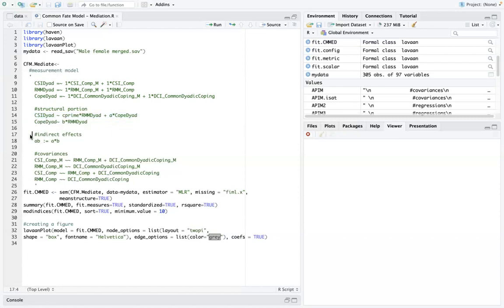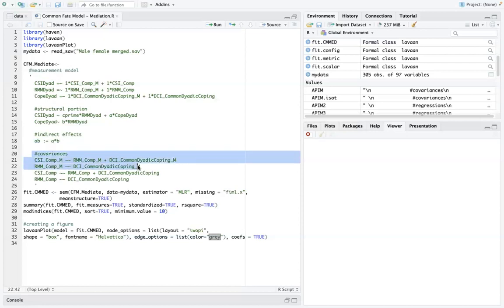And in lavaan, here is the syntax for specifying the indirect effect. I'm just calling it alpha here for the alpha path, beta here for the beta path, and C prime here for the C prime path, to add labels to those pathways. And then I am telling lavaan to just calculate AB, which is just multiplying the A path times the B path. And that'll give us a point estimate as well as a standard error.